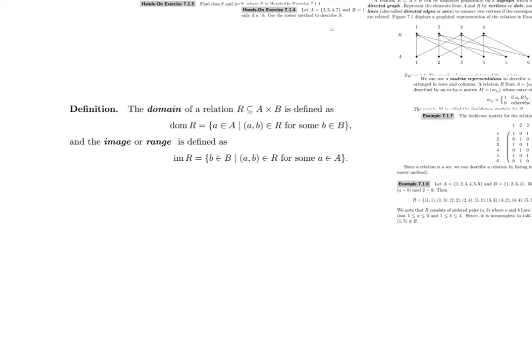There are notions of domain and range, just like with functions. The domain of a relation is just the set of all the first coordinates of these ordered pairs. The image, or the range, is the set of all second coordinates of these ordered pairs. So just a quick bit of terminology there. And then you can take a moment and practice from hands-on exercise 7.1.4.